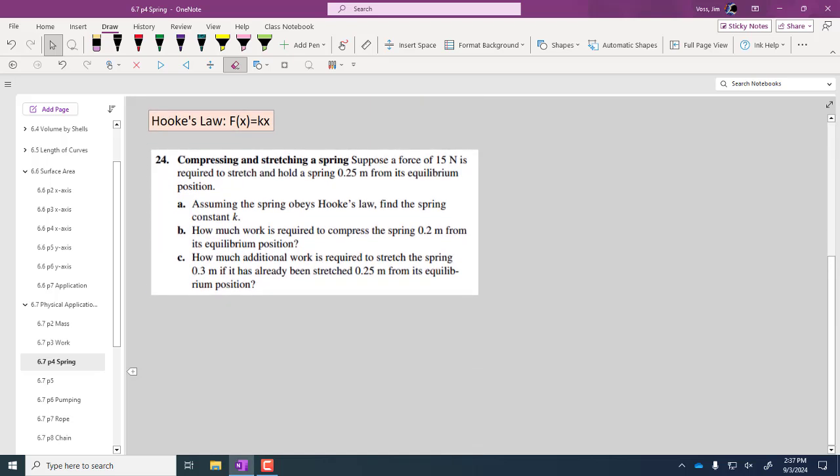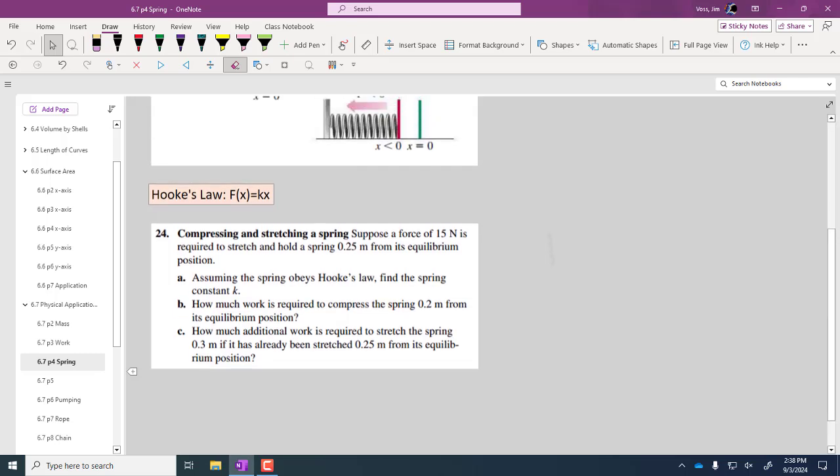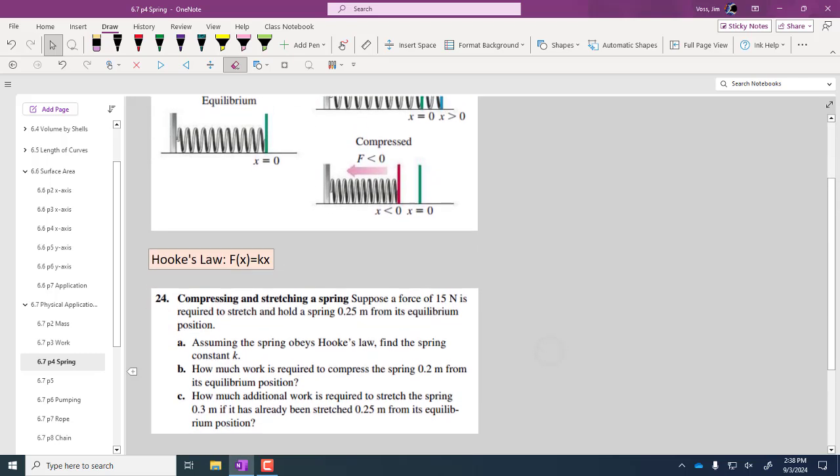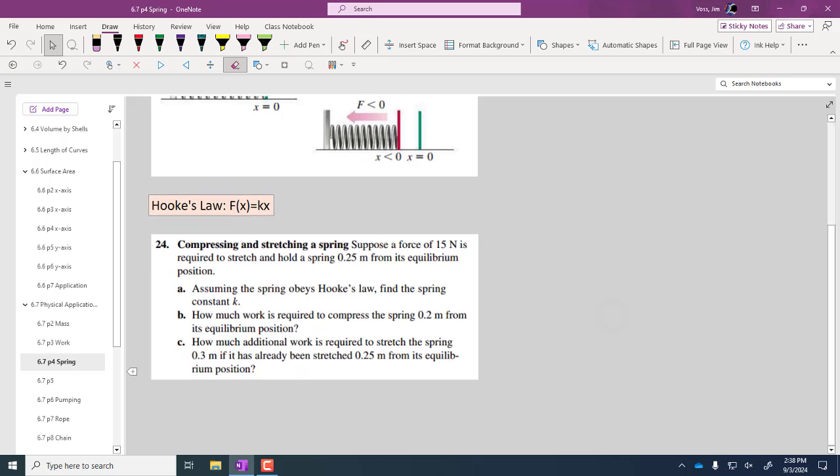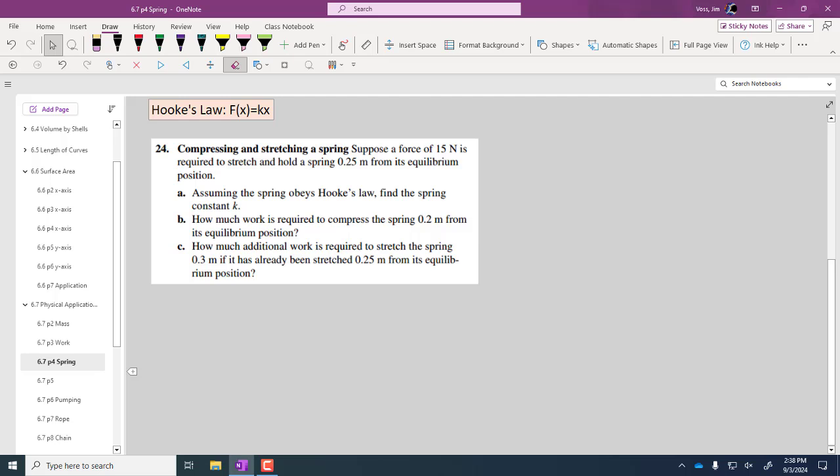So the formula that we use to analyze a spring is F equals kx, where F is the force, k is the spring constant, and x is the location on this axis. So if it's at equilibrium, x is 0. If you're stretching it, x is positive. If you're compressing it, your x value would be on the negative side of the equilibrium position. So let's try a force with a spring.